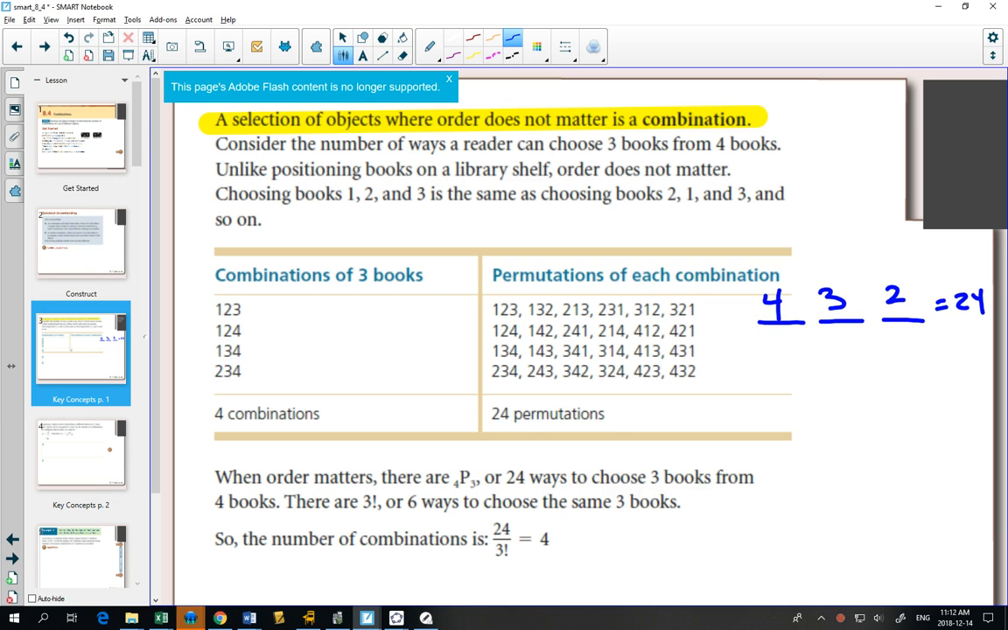But a combination gets rid of the order. So how many ways can you order 3 things? 3 factorial ways. Notice that there are 6 in each of these, because if you have 3 books, 1, 2, and 3, and you wanted to arrange them on a shelf, that could be done in 3 factorial ways. So permutations and combinations are related in that a combination is just the permutation with the order divided out. So we divide by 3 factorial.